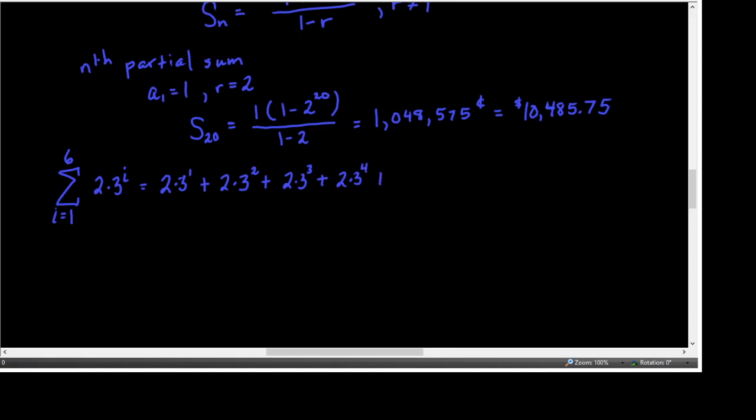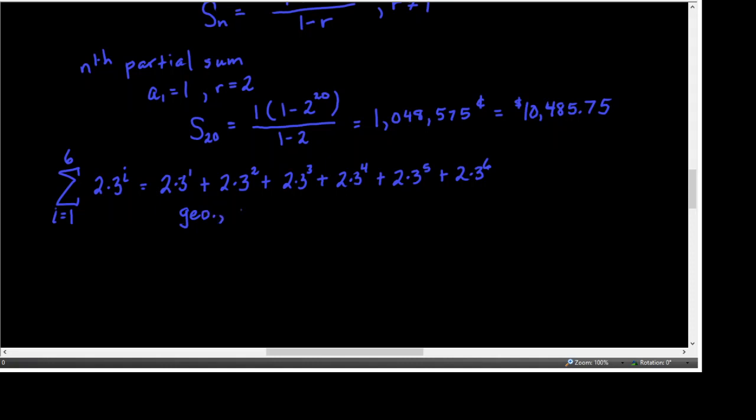And of course we need to keep an eye on when we're supposed to stop. That's after we substituted in 6 for i. That's our very last one. So that's what that series represents. So, what they want us to do is find this, and of course you can recognize the fact that this is geometric.